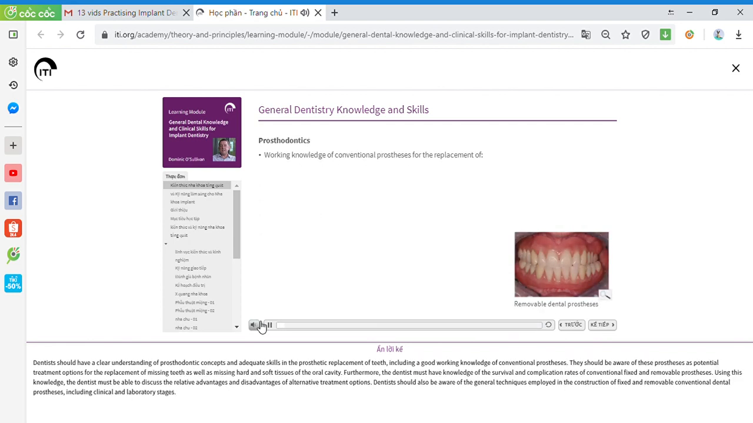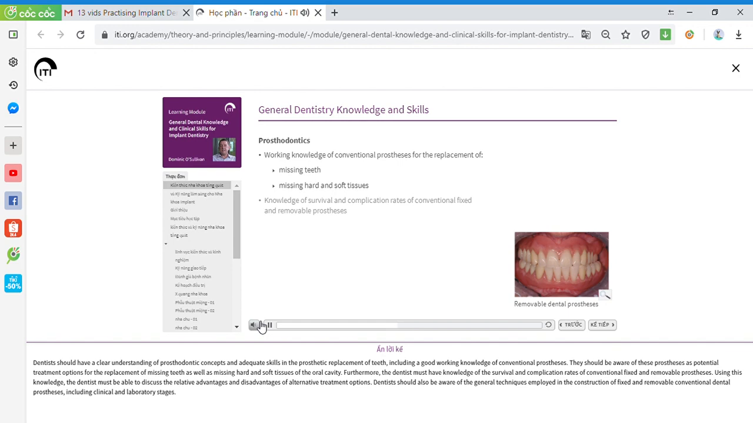Dentists should have a clear understanding of prosthodontic concepts and adequate skills in the prosthetic replacement of teeth, including a good working knowledge of conventional prostheses. They should be aware of these prostheses as potential treatment options for the replacement of missing teeth, as well as missing hard and soft tissues of the oral cavity.